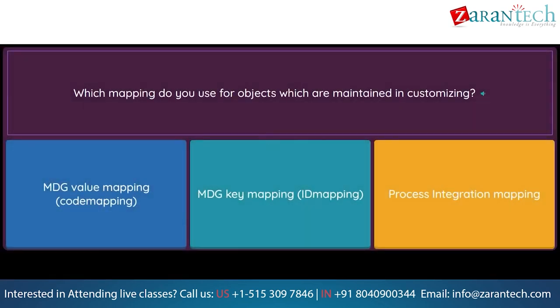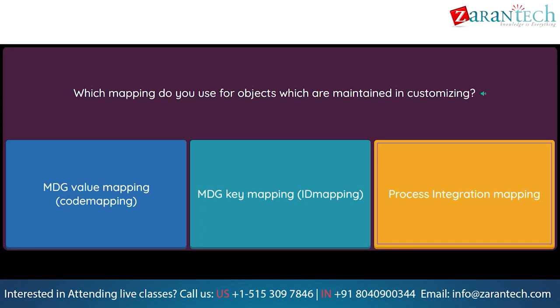Question: Which mapping do you use for objects which are maintained in customizing? Option 1: MDG value mapping, code mapping. Option 2: MDG key mapping, ID mapping. Option 3: Process integration mapping.